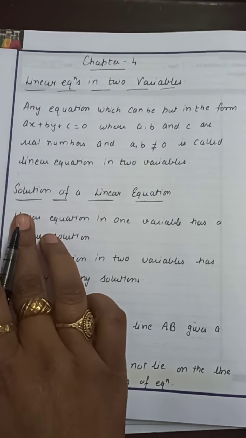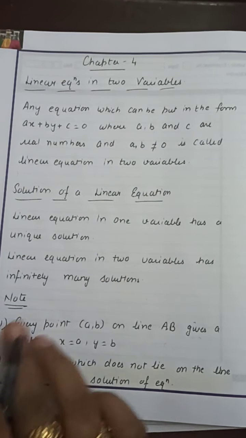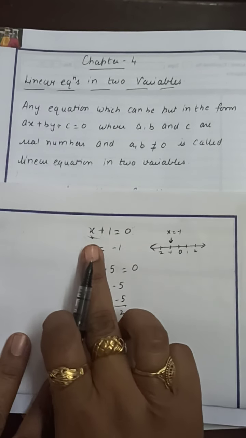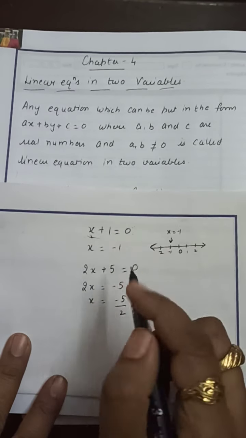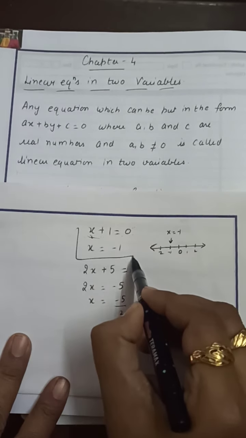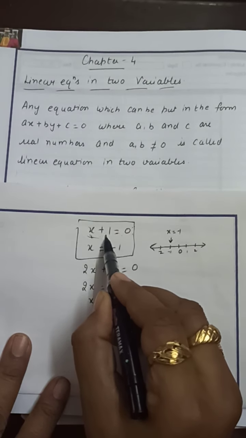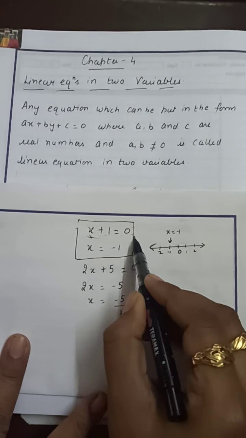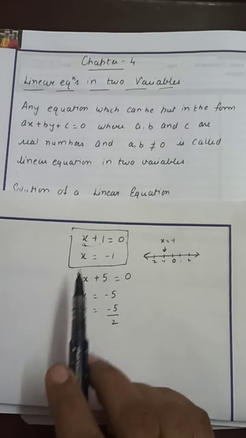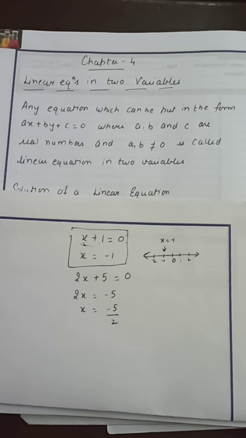And my second part of the chapter is the solution of the linear equation. For the solution of the linear equation, as I have discussed, the solution of the linear equation in one variable. What was that? x plus 1 equal to 0. We are going to solve it. How have we solved it? We have taken 1 from left to right, it becomes negative and the value of x comes. Now in the two variables, how will we solve? The linear equation in one variable has a unique solution. Unique solution means only one solution, only one answer is there.